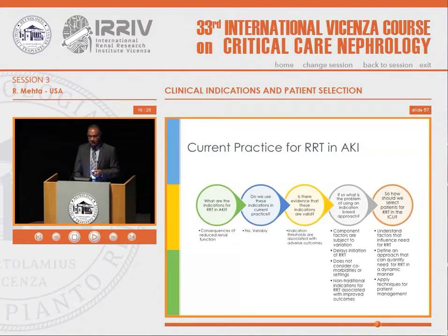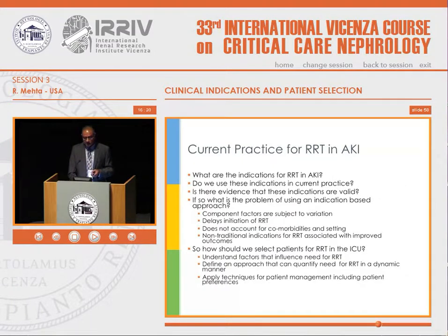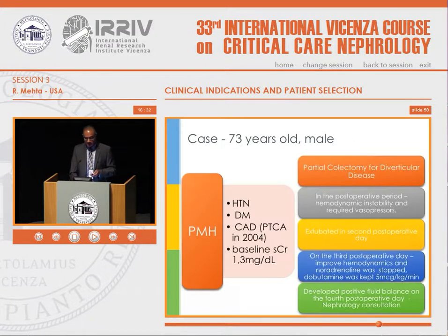Now, how does this apply into clinical practice? To do that, I will take the last few minutes to just share with you a patient in terms of how it was used. So this was a 73-year-old man who had a partial colectomy for diverticular disease. In the post-operative period, he had hemodynamic instability, required vasopressors. His past medical history is outlined here. His baseline creatinine was 1.3 milligrams.